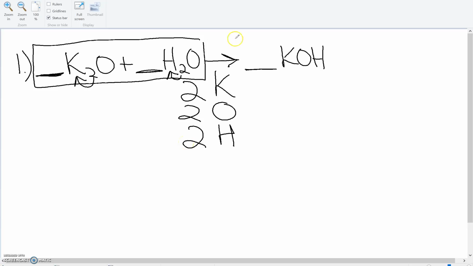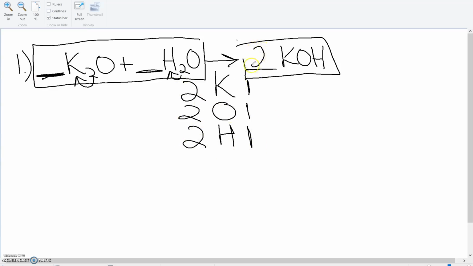On the right-hand side, we have our products, and we want to count how many we have of each of our products. So for potassium, there's no subscript attached to any of these. So that's going to give us just 1 potassium, 1 oxygen, and 1 hydrogen. All right, now what we want to do is add in our coefficients. So we have 2 all on the reactants and only 1 on the product.